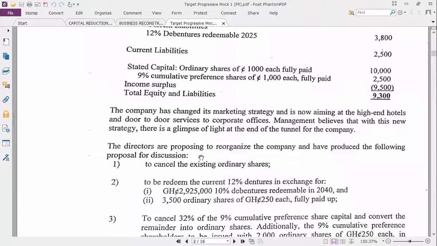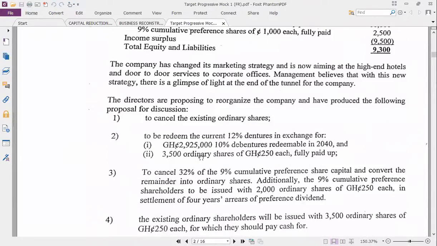Now let's go to the second one. To redeem the current 12% debentures in exchange for 2.925 million 10% debentures redeemable in 2040. Now this 12% debenture, we are redeeming it. We are paying back or converting it.